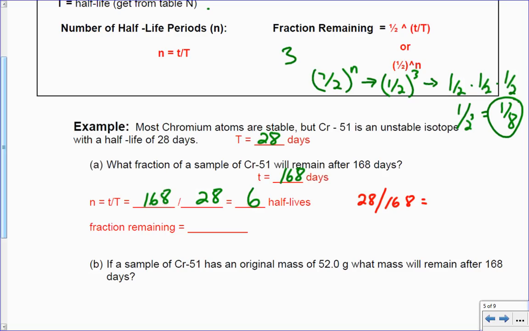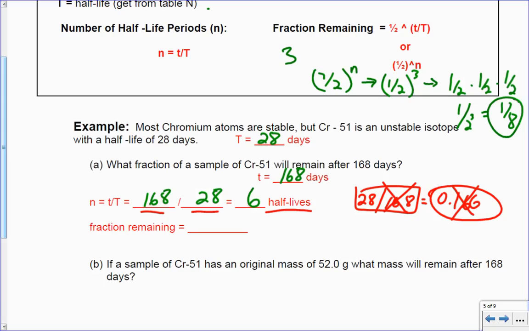Type this in a calculator. It says 0.166. Can I have a part of a half-life? No. So if you do this by accident, you're going to get this really little number, and it's not right. The total time divided by the half-life is going to give me the number of half-lives, and it should be a nice whole number.